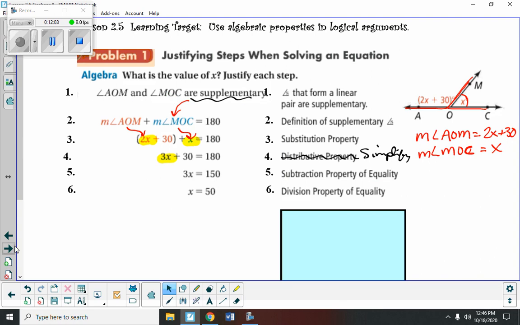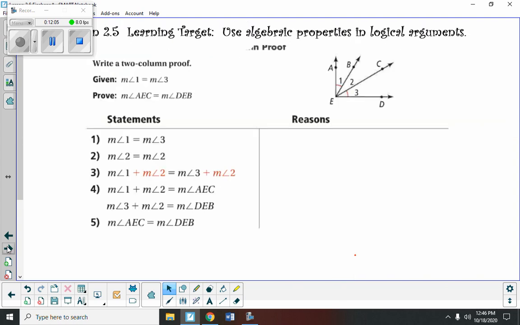All right, let's do another type of problem that combines geometry and using algebraic properties. So it says write a two-column proof. We are given that the measure of angle 1 equals the measure of angle 3. So the measure of angle 1 that's marked here is the same as the measure of angle 3. Okay, so that is given.